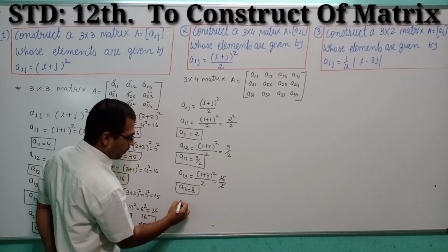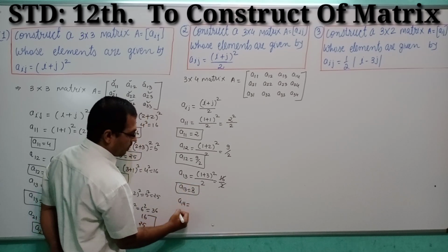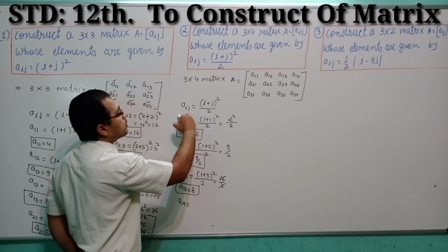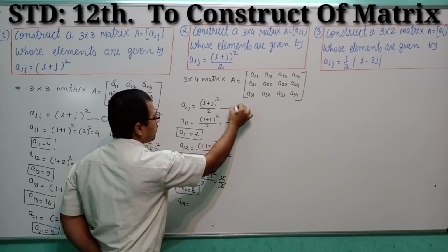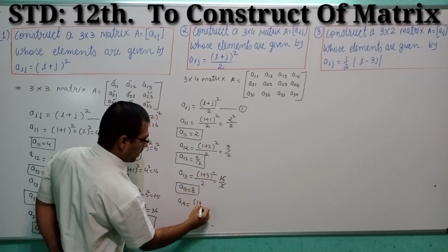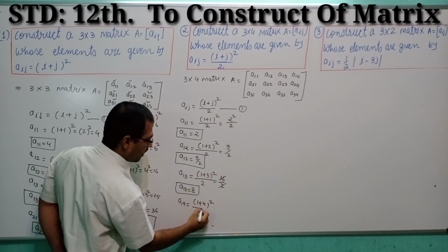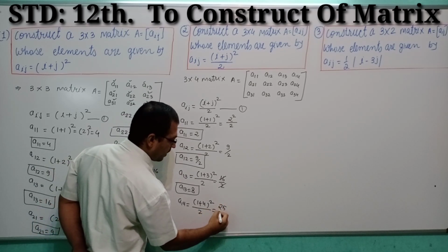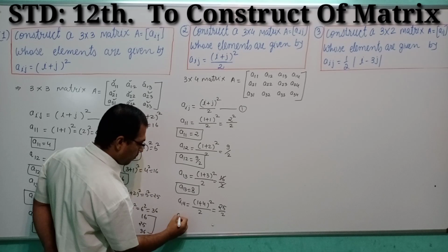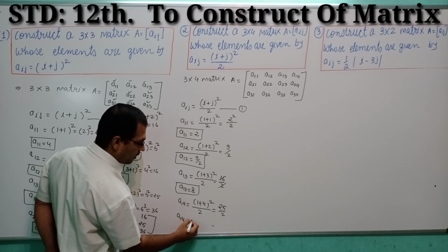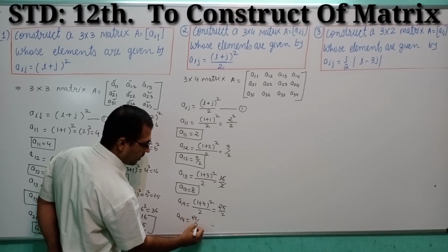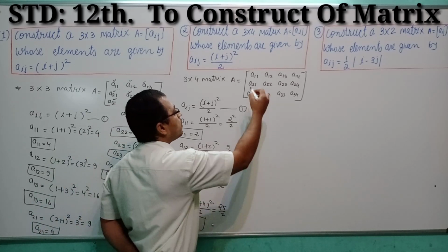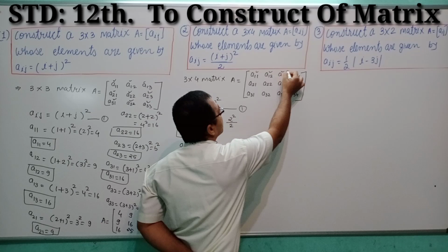Now A14, the value of i is 1 and the value of j is 4. So putting in this equation, (1 plus 4) whole square divided by 2. So 25 by 2. So the value of A14 is equal to 25 by 2. Similarly, students, we will find out all these elements.